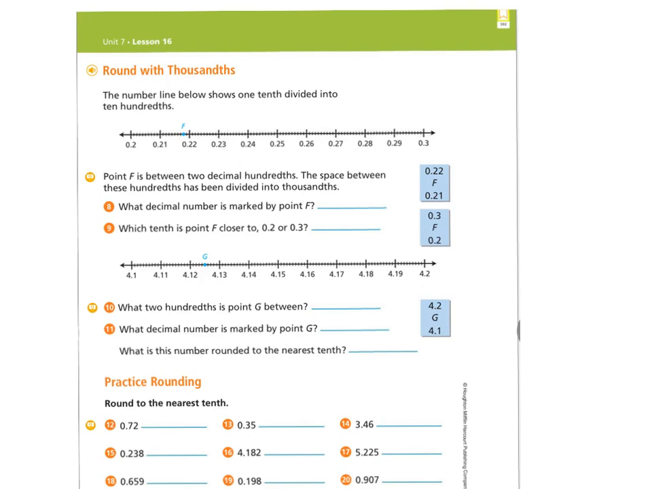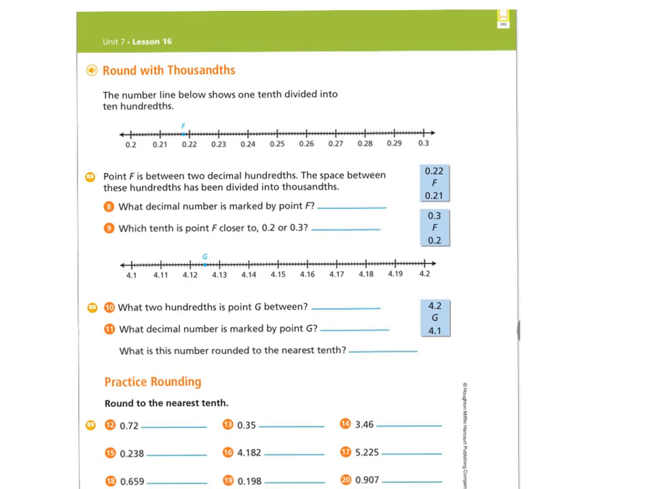It says the number line shows 1/10 divided into 10 hundredths. We saw that on our last page. It says that point F is between 2 decimal hundredths. The space between these hundredths has been divided into thousandths. I want you to pause this video and answer 8 and 9 by yourself to see if you get them correct. Then press play. Now that you've given this a try by yourself, let's see how you did.